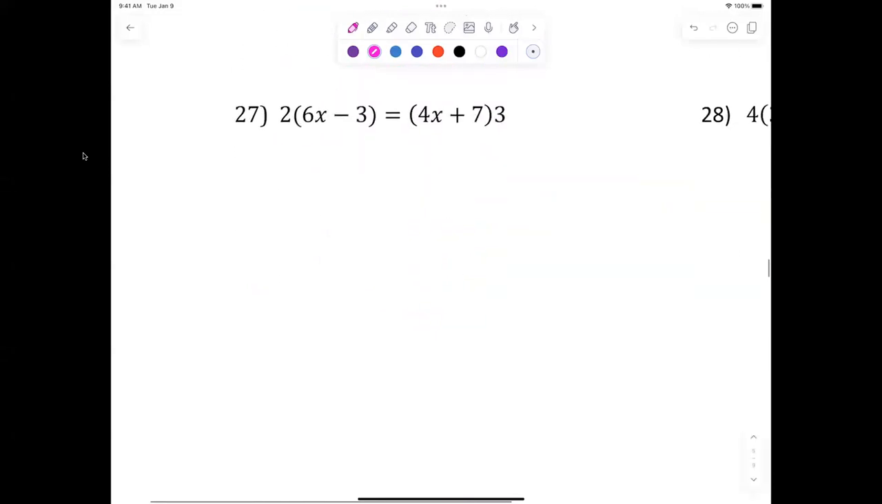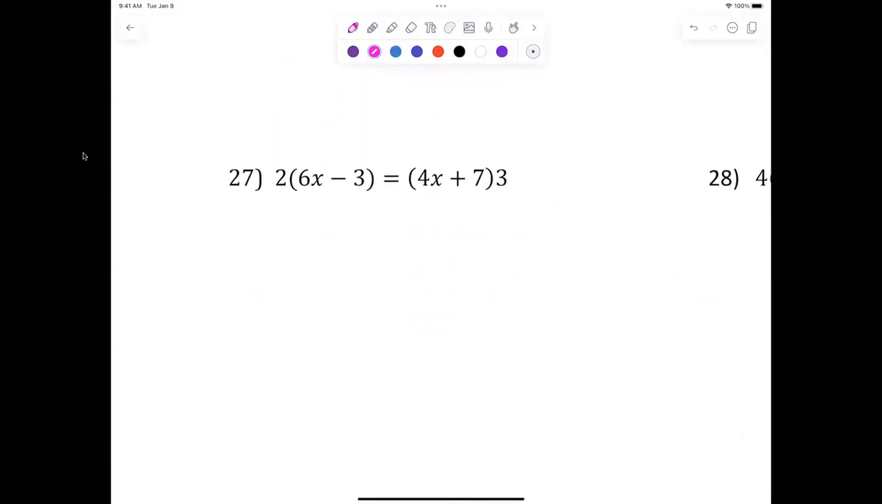All right, here we go. Let's knock out 27. 12x minus 6 equals 12x plus 21. I tried to annoy you by putting 3 at the end. Does it matter if 3 is at the end? No, you're still distributing the 3. Now, is it possible for 12x minus 6 to equal 12x plus 21? No, it is not. No solution. 12x minus 6 cannot equal 12x plus 21.